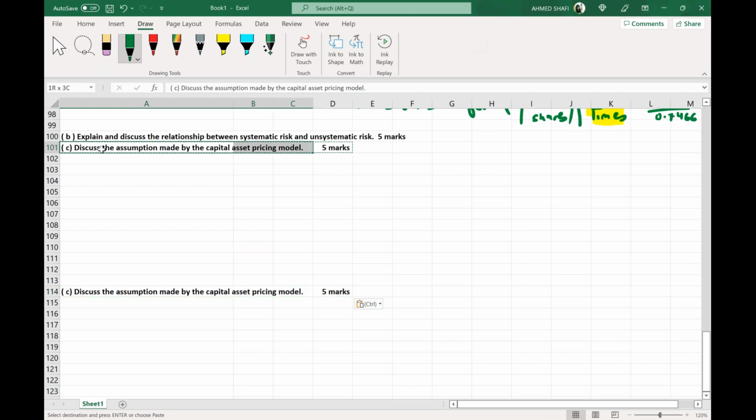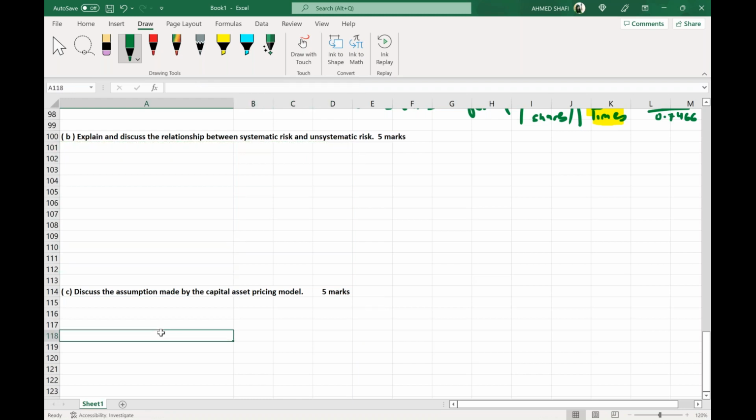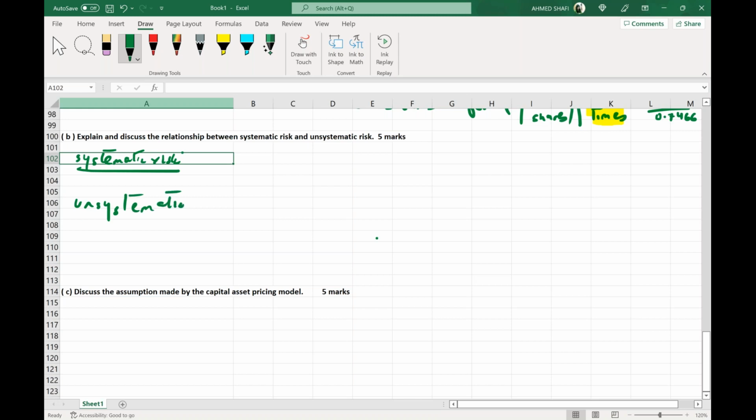Okay, so the first requirement and the second requirement will give you easy marks because they come straight from the Kaplan text. Explain and discuss the relationship between systematic risk and unsystematic risk. Okay, so systematic risk and unsystematic risk, this is coming from the topic of weighted average cost of capital.